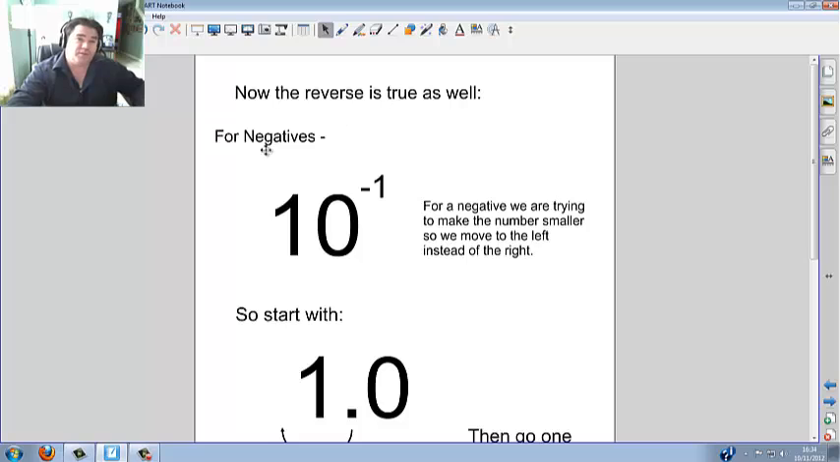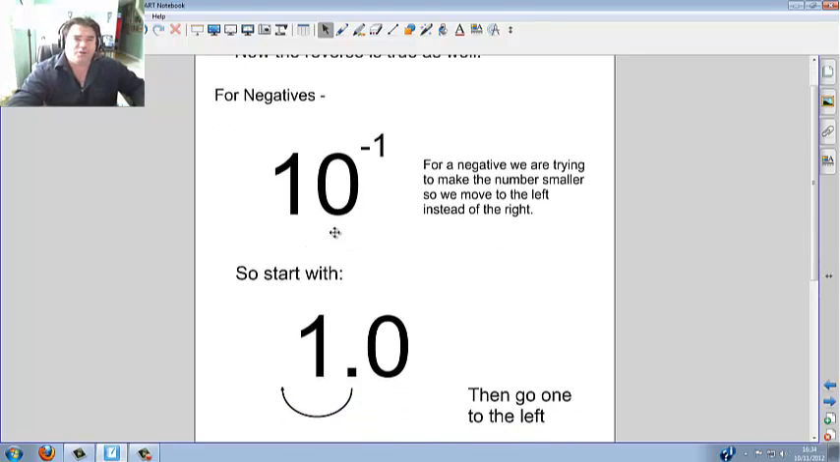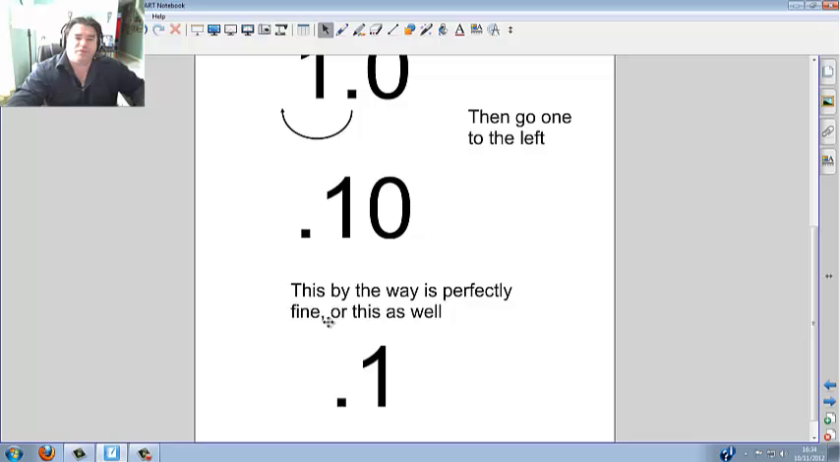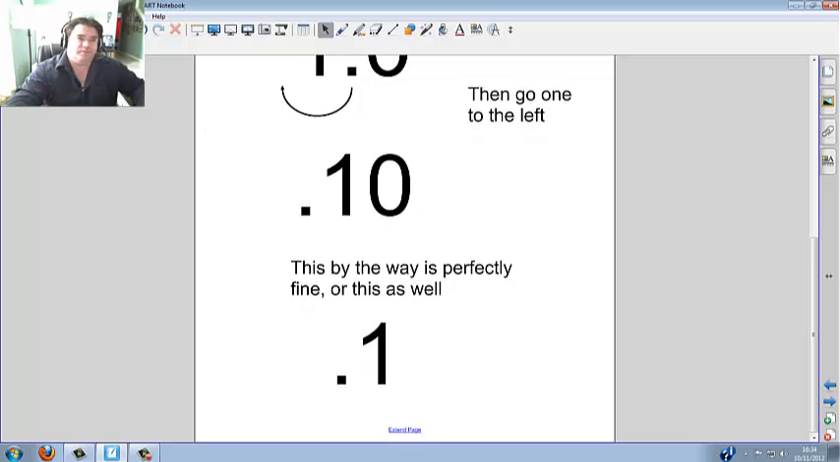Now the reverse is true as well. For negatives, 10 to the negative first power, instead of going 1 to the right, you just go 1 to the left, so it'd be 0.1. And also you can think of it like negative means 1 over, and put the 10 at the bottom, 10 to the first, or just 10. 1/10 is 0.1, so it works out. This, by the way, is perfectly fine, or this as well.